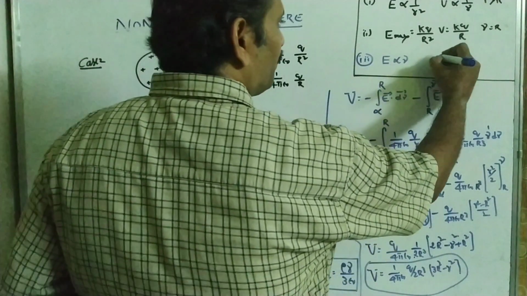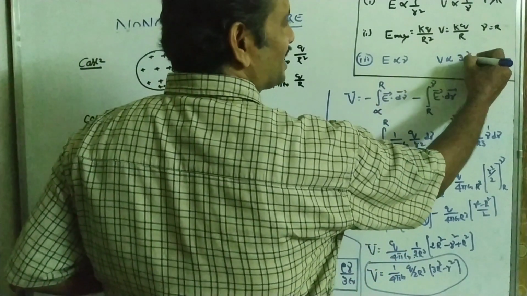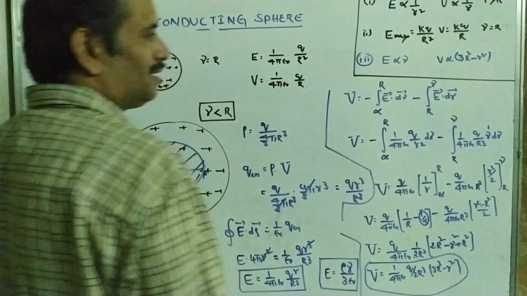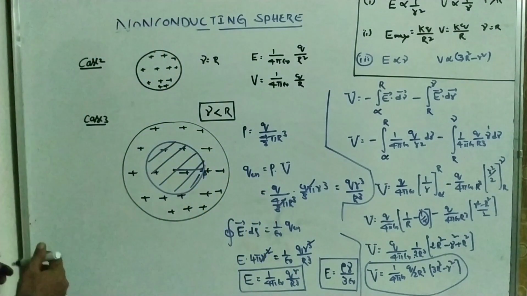That is V proportional to 3R square minus small r square is the potential. Clear?